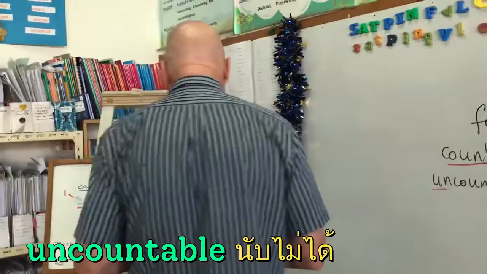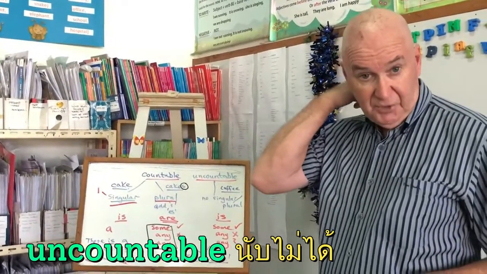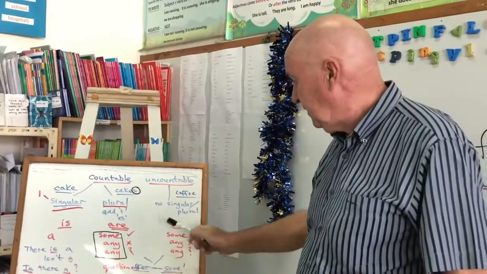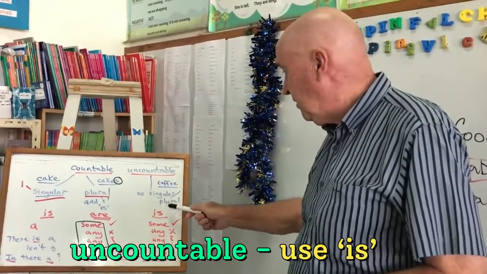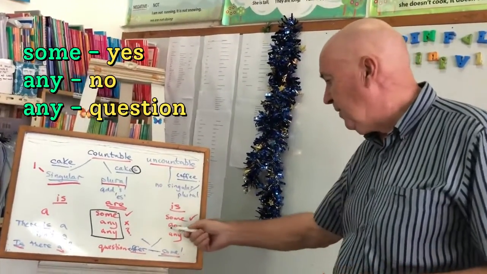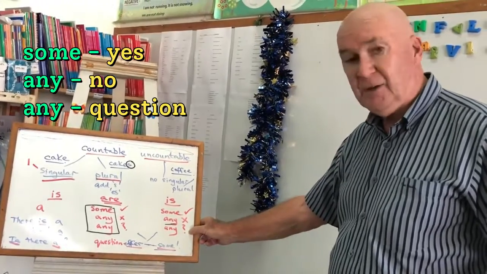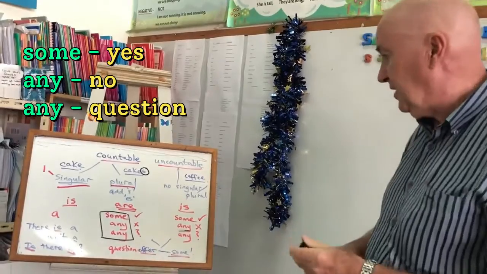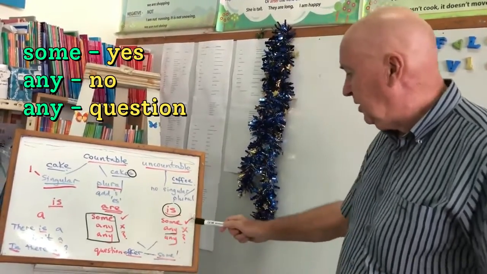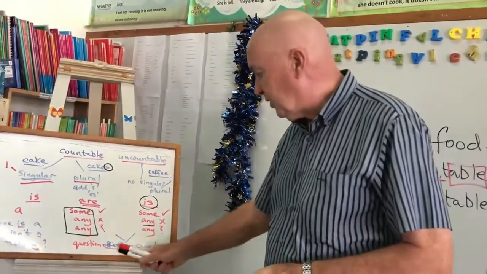Now, if what we're looking at is uncountable, like coffee, then we can't say how many, 1, 2, 3, 4, 5, 6. So there is no singular and no plural. So what do we use? We use is. So we would say, there is some coffee. That just means yes, there is some coffee. If we want to say no, then we would say, there is not any coffee. And if we make a question, then we would say, is there any? So if what we're looking at is uncountable, we use is, and again look, the same as here, we use some for yes, any for no, and any for a question. Okay? We'll come back here a little bit later.